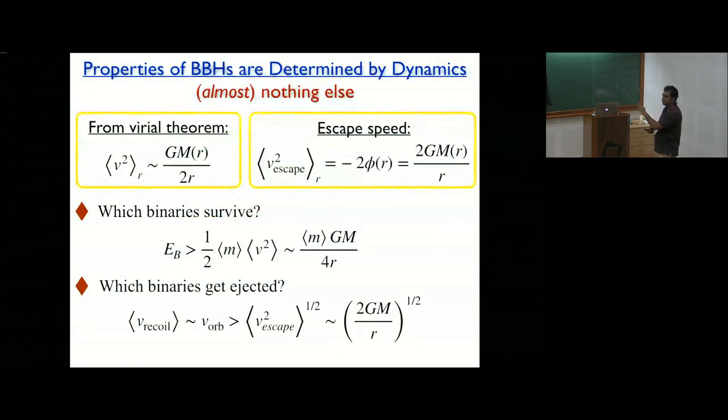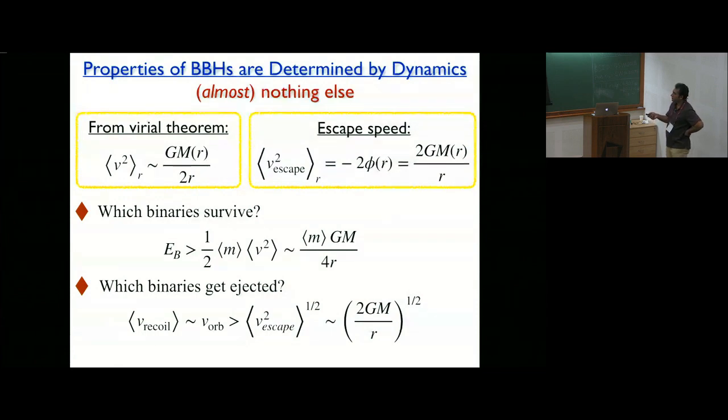So let's try to understand these time scales and relevant properties of the cluster. And that actually will help understand why not only the number, but also the properties of these binary black holes are dictated by the cluster's dynamical properties. So from virial theorem, we know that the velocity dispersion is roughly dependent on the cluster's properties. We also know that escape speed is also dependent on the cluster's properties.